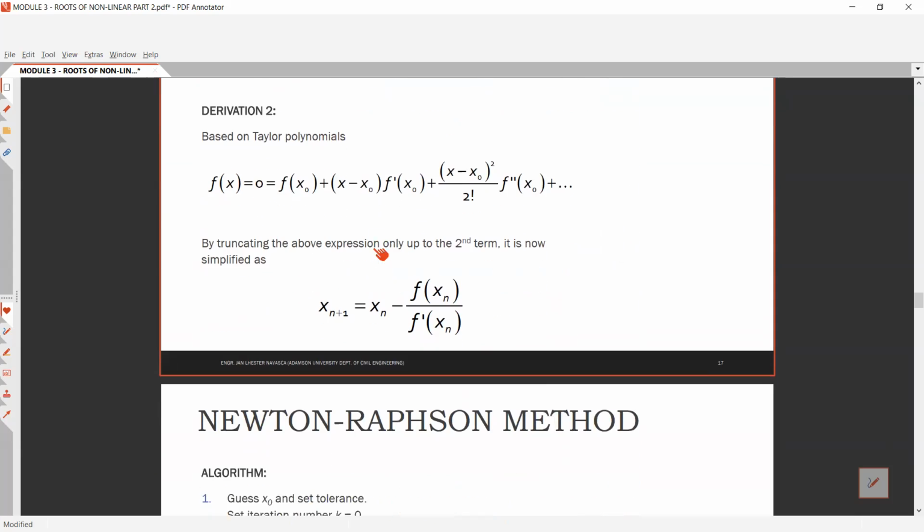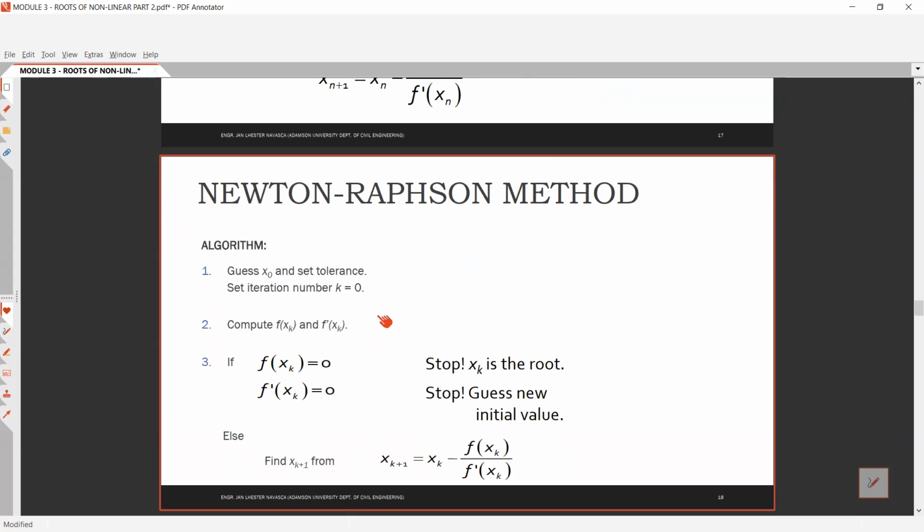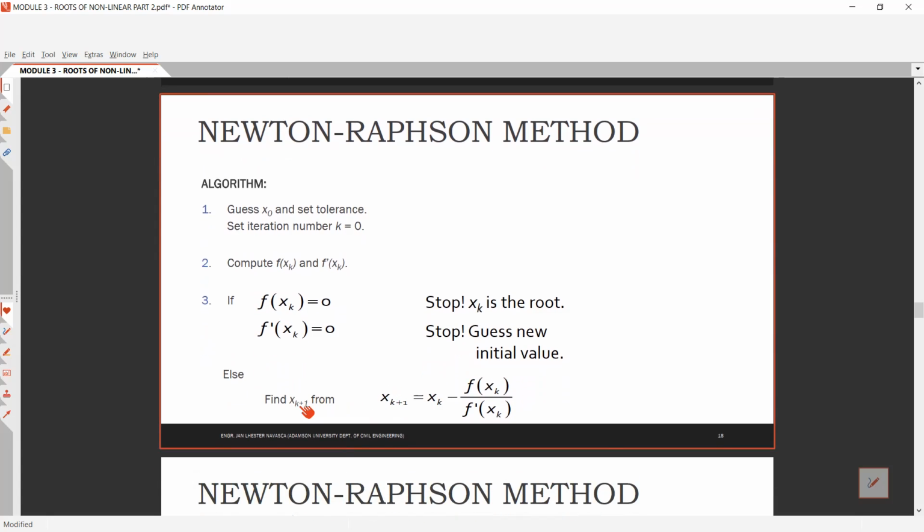Okay, so for the algorithm of the Newton-Raphson method, you will guess x sub 0, your first point of iteration, and compute for the f of x sub k and f prime of x sub k. Okay, kung yung f of x sub k is equals to 0 and f prime of x sub k is equals to 0, then you will stop and x sub k is the root, and kapag hindi, guess the new initial value. Okay. So kapag else, find your x sub k plus 1 from this equation.